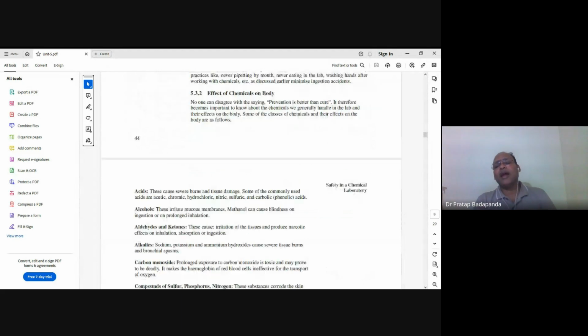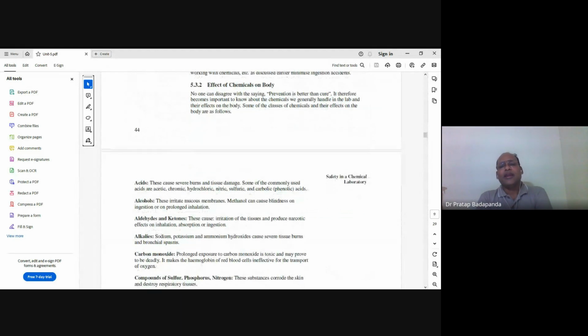Effect of chemicals on the body. You have to understand what type of chemicals, and what kind of behavior they have on your body. So let's see that. If we check acids, what can an acid do?